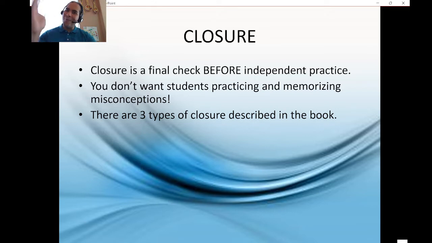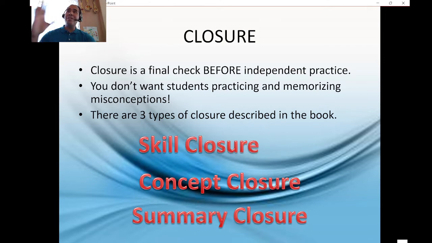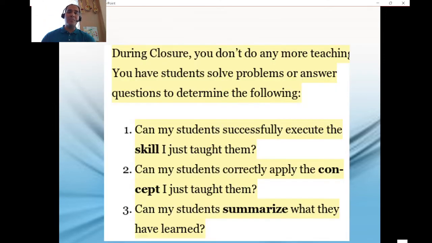There are three types of closure described in EDI. Look them up. What are they? The first one is skill closure, then concept closure, and summary closure. Now, it doesn't mean three different closures. It means just one assignment with these three aspects addressed within it.